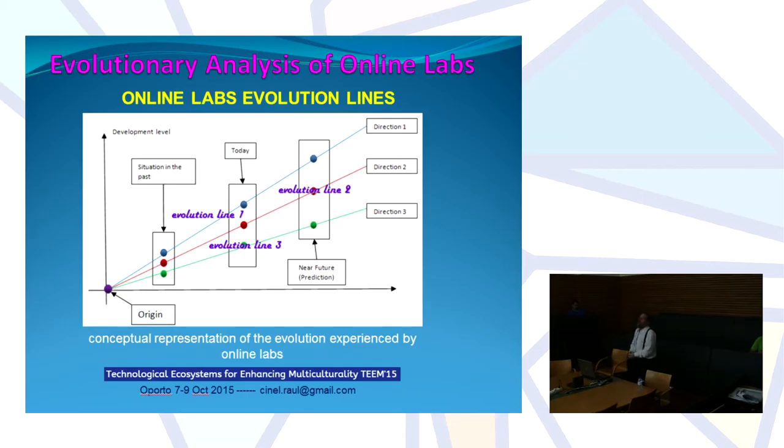Okay, so what do we propose? Let's suppose, this is a supposition, okay? This is not real data, it's a supposition that we have three lines of evolution of online labs. So what are we going to see? We're going to see what happened in the past and what happens today. We will analyze the space between the left and the center, and we try to predict the future to the right. Okay? That's the idea.